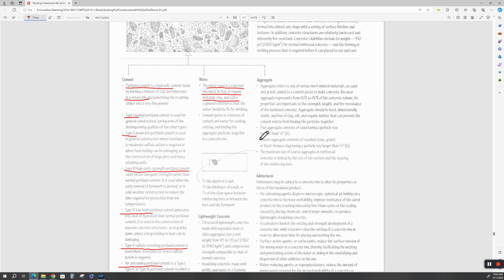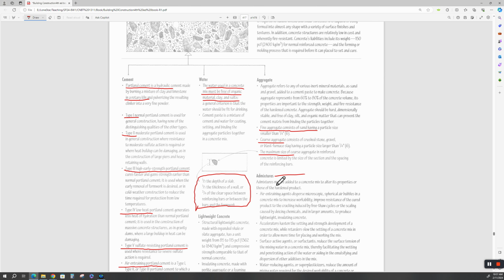You've got to watch the quality of your fine aggregate, or your sand. He defines it as having a particle size less than a quarter inch. There's coarse aggregate, and the maximum size of coarse aggregate in reinforced concrete is limited by the size of the section and the spacing of the reinforcing bars. You've got to get this aggregate around and through the reinforcing. One third the depth of the slab. He gives you some rules of thumb here. Your structural engineer is not going to follow this. He will do what the American Concrete Institute and the building code says.